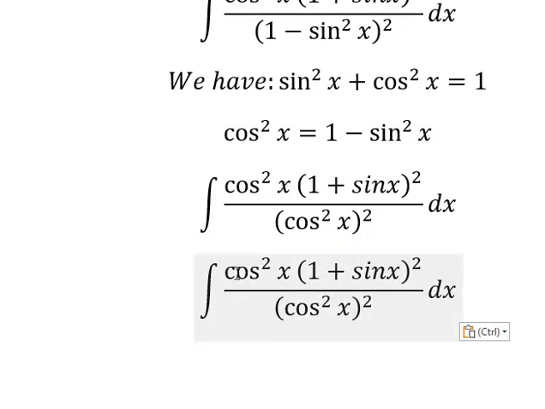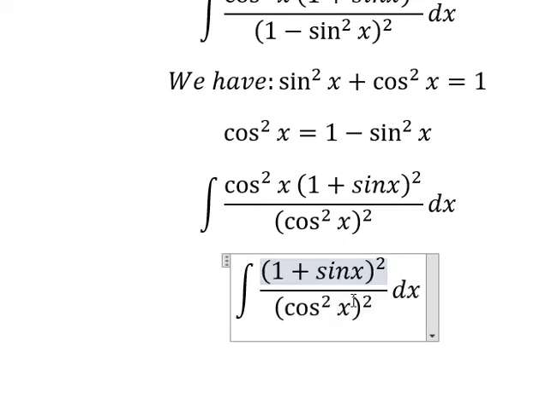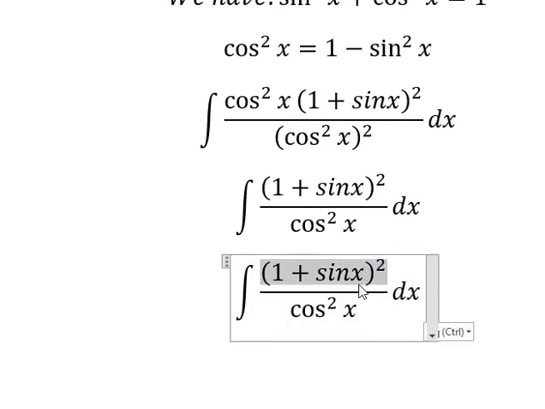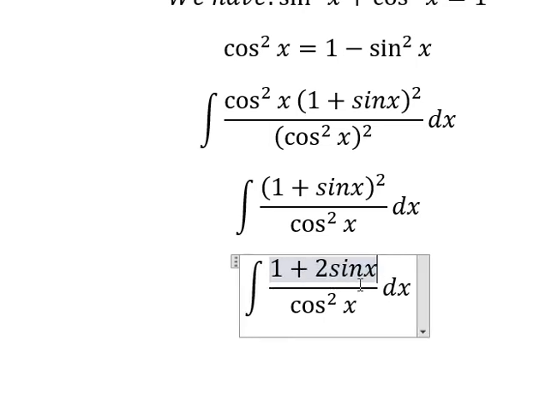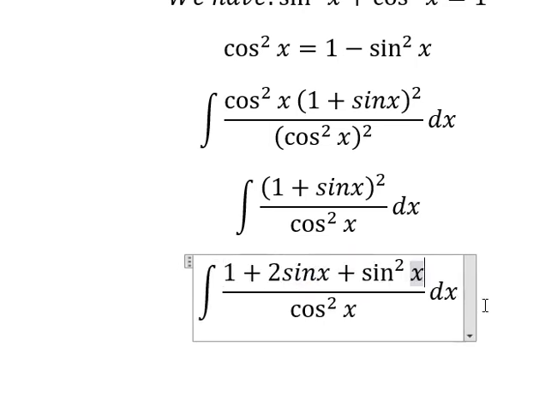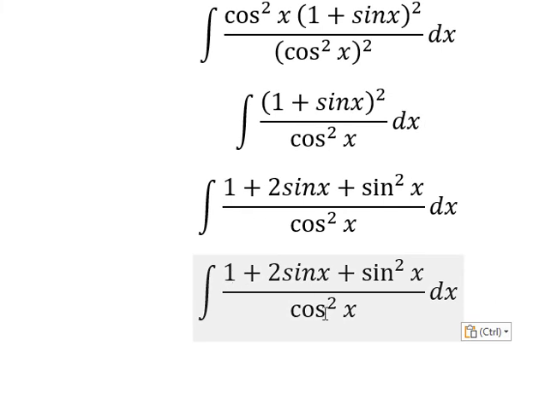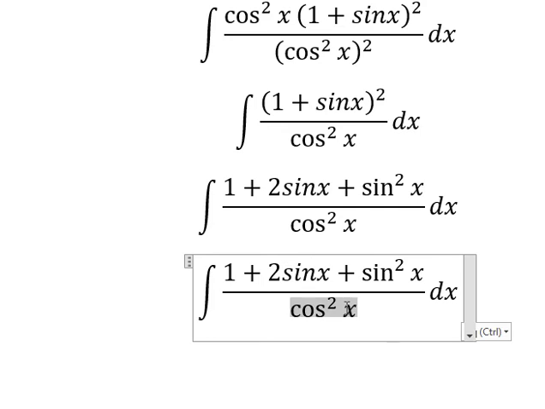And now we need to simplify cosine s squared on numerator and denominator. Next, we need to expand. So we have 1 divided by cosine s squared, sine s divided by cosine s squared, and sine s squared divided by cosine s squared.